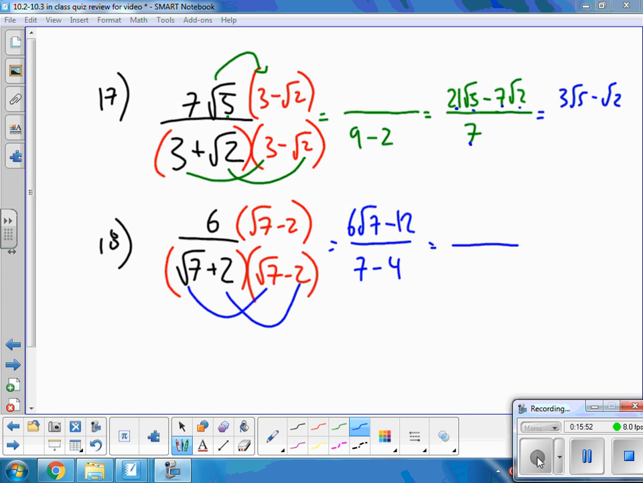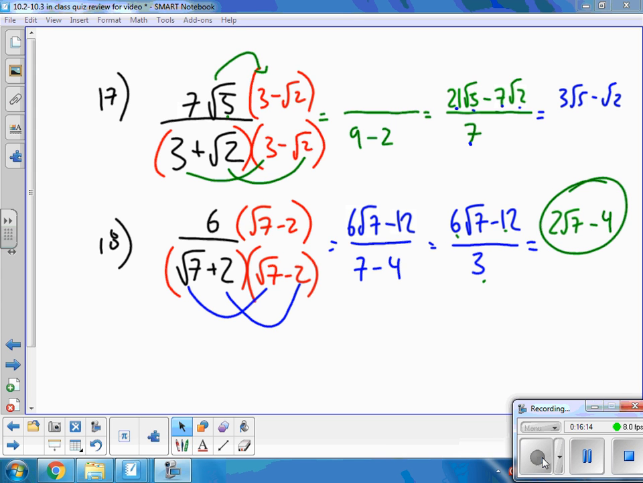Okay, I'm going to check on this guy. 3, oh, that's a 3. So 3, 6 times the square root of 7 minus 12. Oh, and this can be simplified more between the 6, the 12, and the 3. So this becomes 2 times the square root of 7 minus 4. And that is my final answer.